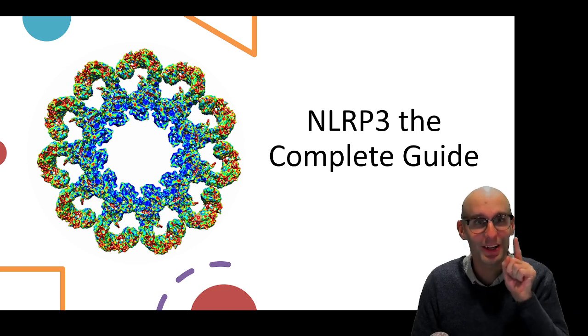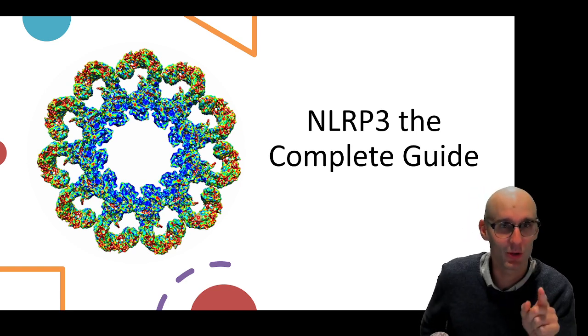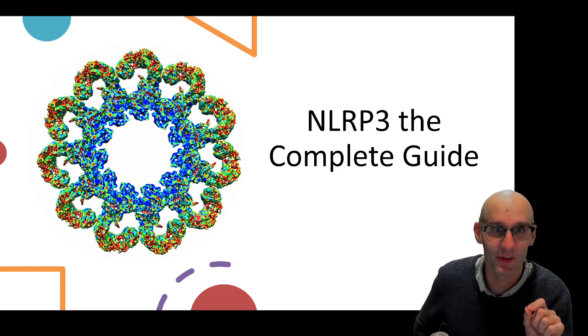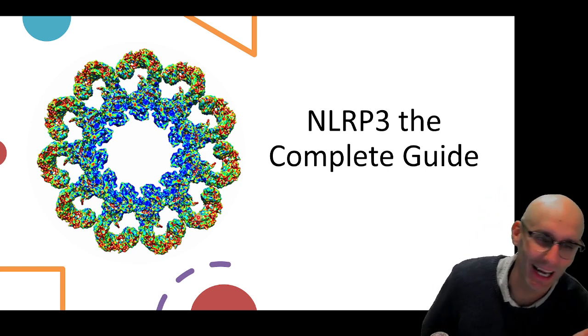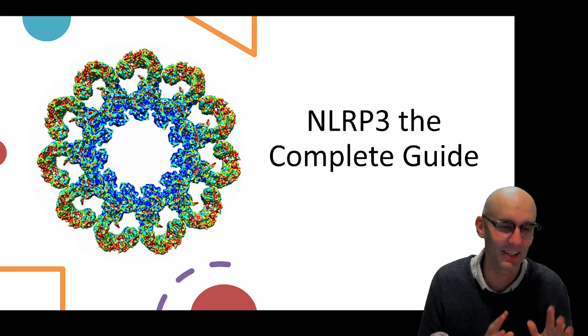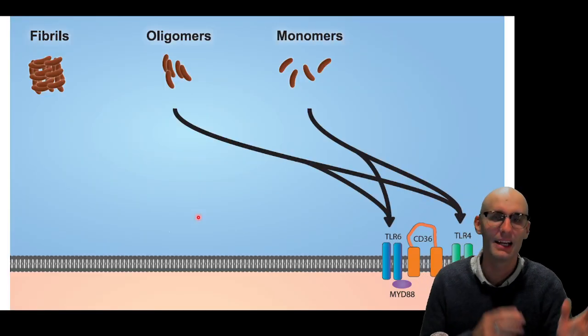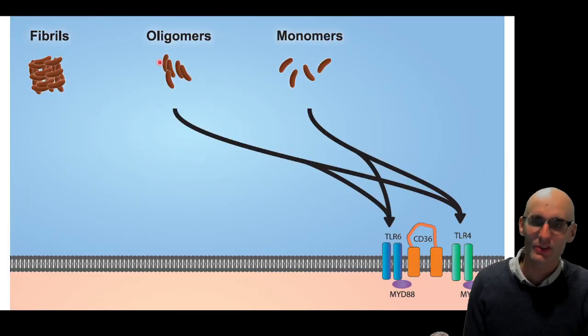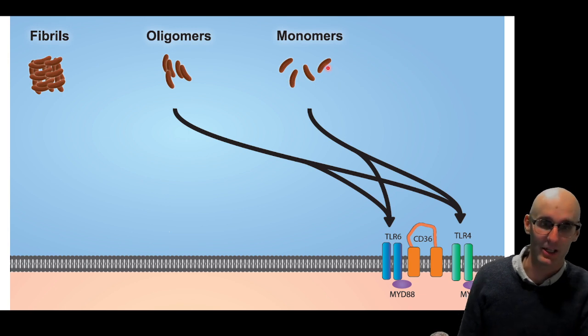So let me now go step by step on NLRP3 and amyloid, because it's a bit more complicated than what I've explained, even though it's super complicated what I've explained. But I've got to tell you about this because this is amazing. Okay, so here we have fibrils, oligomers, and monomers of amyloid.